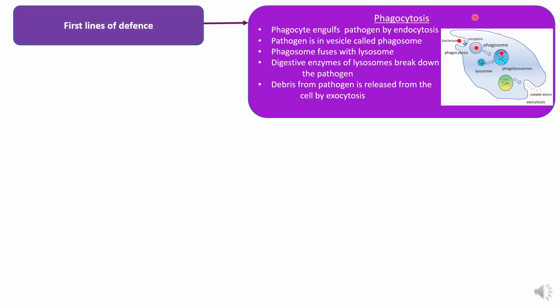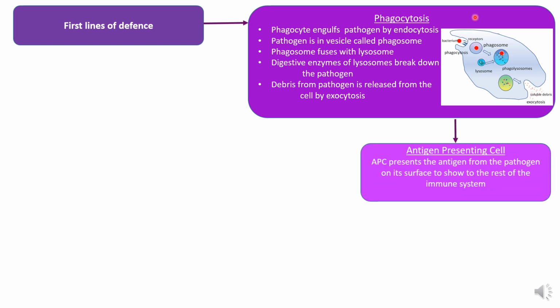Interestingly enough, sometimes phagocytes, the white blood cells, can even ingest sperm in a female's body because they're deemed to be foreign. So anything foreign could be ingested by phagocytes. What then happens is, instead of getting rid of all of the parts of the pathogen, they keep hold of some of the antigens, and then this phagocyte will present the antigen on its surface.